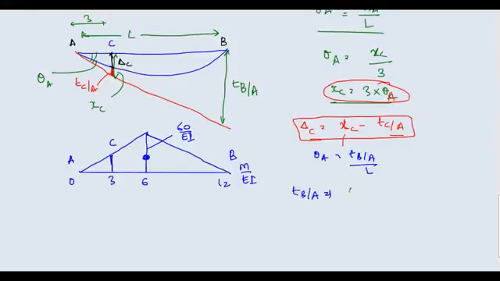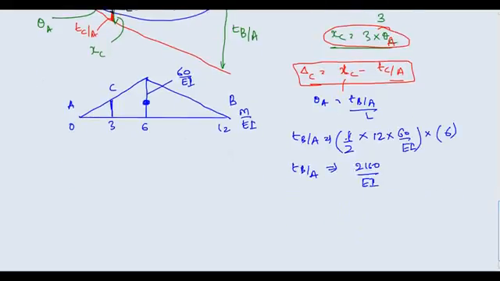So TBA is equal to area. What is the area of the triangle? Half into 12, this whole length is 12, multiplied by 60 upon EI, multiplied with the distance, this is your 6. Okay, so what will you get? TB upon A, I think if you cancel this, you will get 2160 upon EI. Okay, just check the calculation, there may be a calculation mistake.